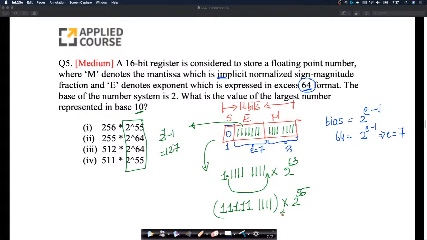This is in base 2, obviously. So this is what? 5 nines. What is 5 nines? 5 nines is 2 power 9 minus 1, which is 511. So what do you have? You have 511 into 2 power 55. So the answer is 4.